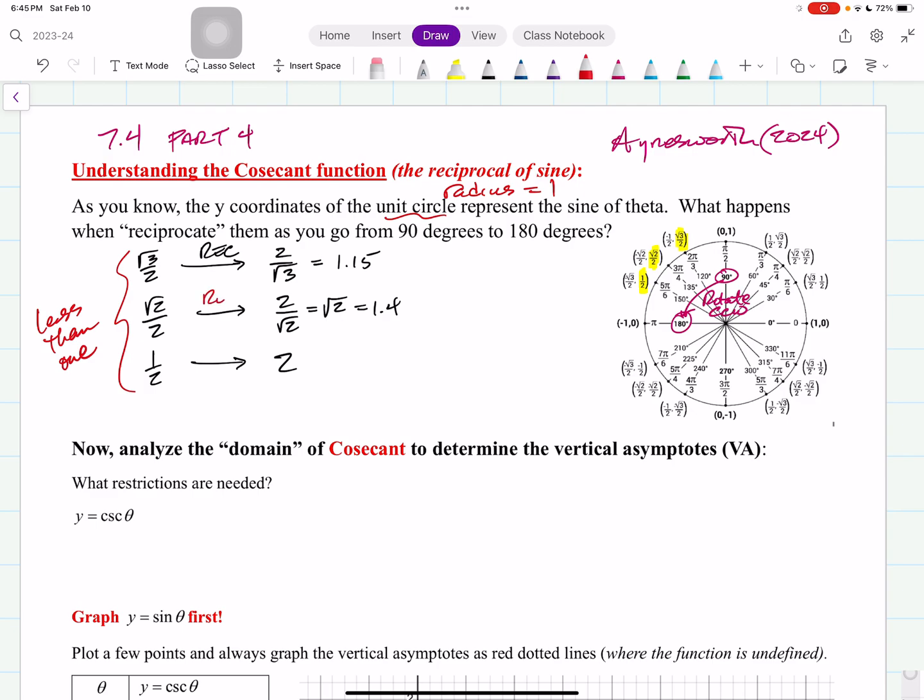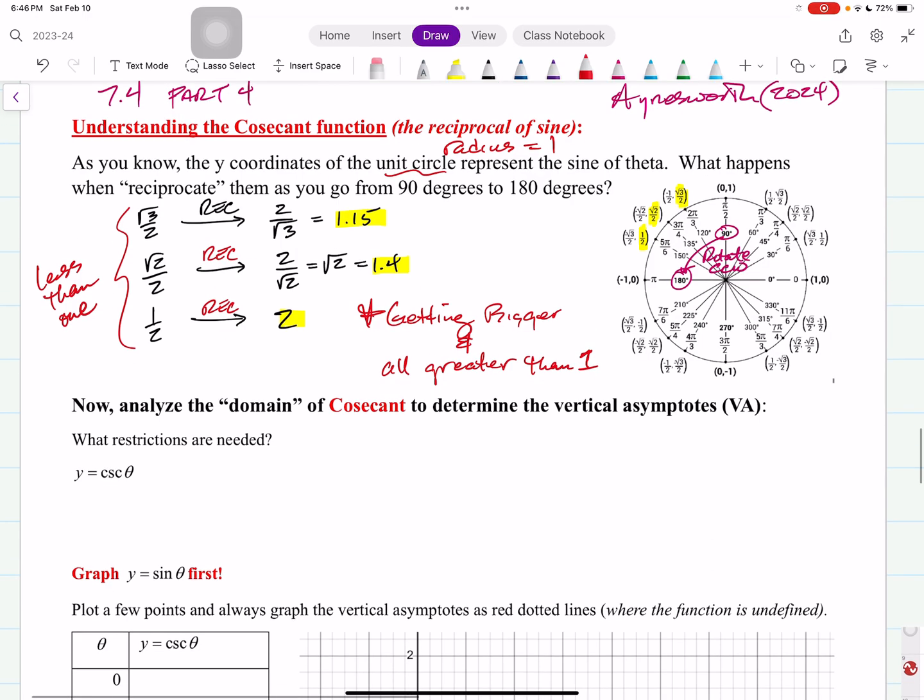When you reciprocate them, you get numbers bigger than 1. They get bigger and bigger, and they're all bigger than 1. I'm talking about these numbers here, the 1.15 and the 1.4. Two things: first, they're getting bigger, and second, they are all greater than 1. That's what happens when you take the reciprocal of a small number less than 1. You get a number greater than 1. We talked about that in the previous video. Now let's get into it.